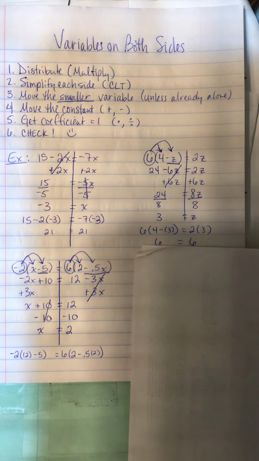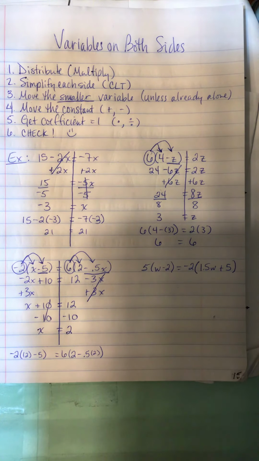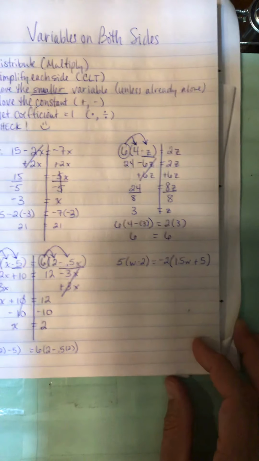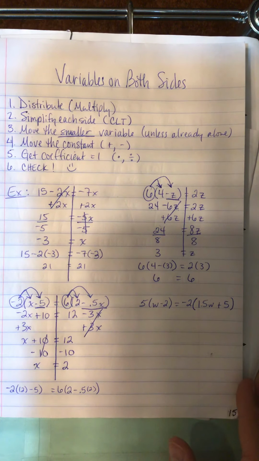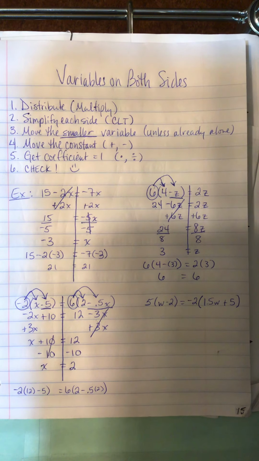All right, guys, we've done a few of them together here. What I would like you to do is try one on your own, just one. Try it on your own. 5 times the quantity of w minus 2 equals negative 2 times the quantity of 1.5w plus 5. Try that one on your own. We'll talk about it next day in class. Good luck, guys.